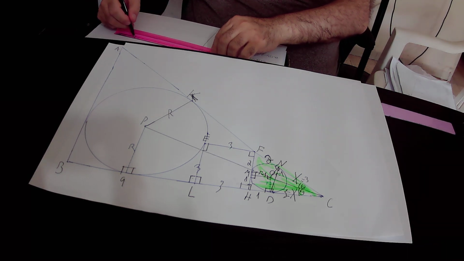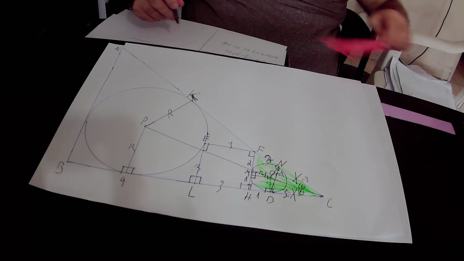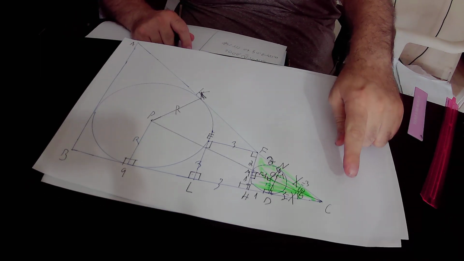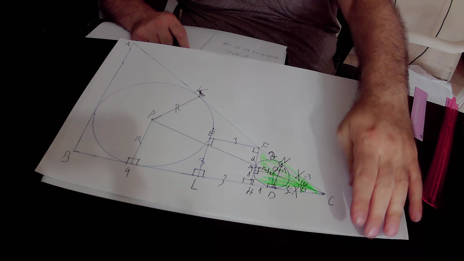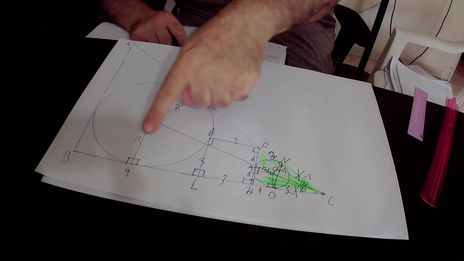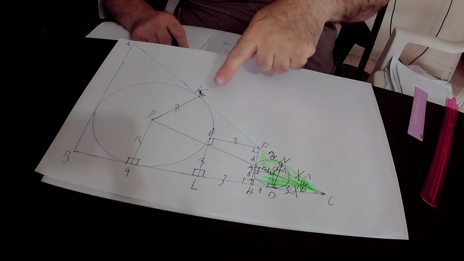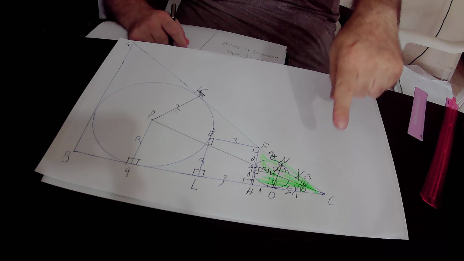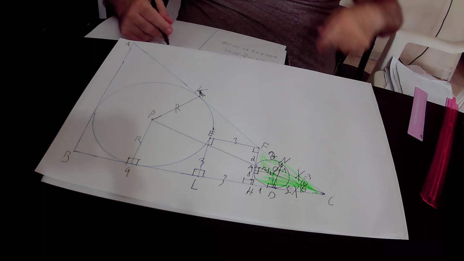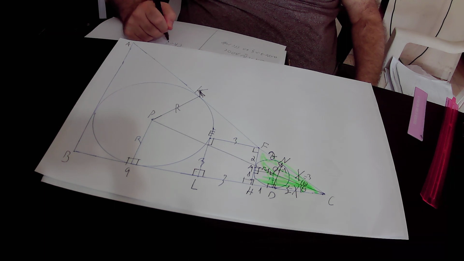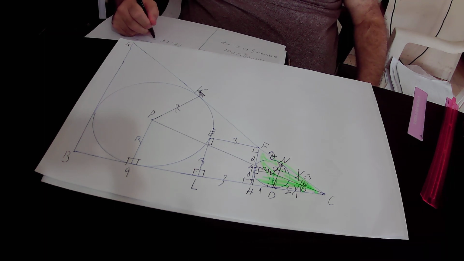In addition, if we focus on the common external point C, from the common external point C we have two tangents to the big circle, tangent CK and tangent CQ. According to rule number 2, they are equal to each other. That is to say, CK equals CQ according to rule number 2.